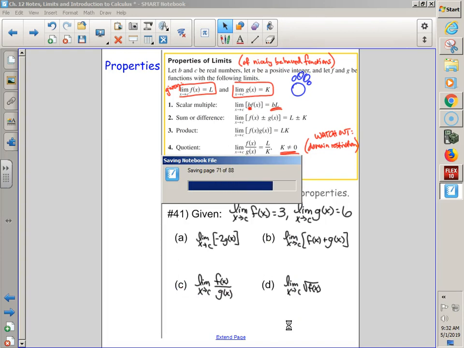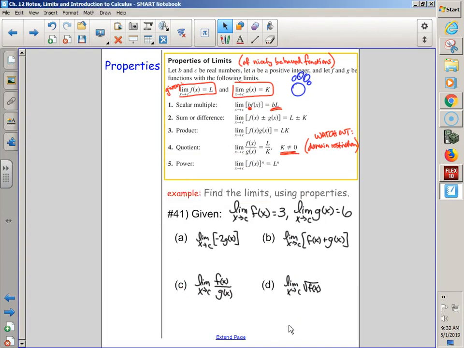Okay, so what are your clues? Do you know who f's function is? Nope. Do you know what he looks like? Nope. Do you know what kind of function he is?